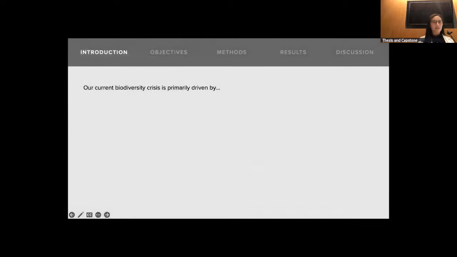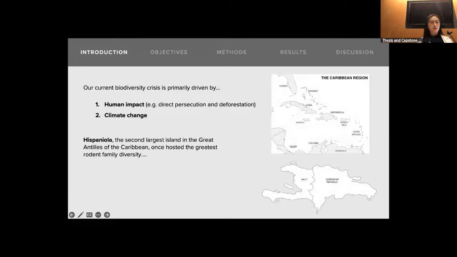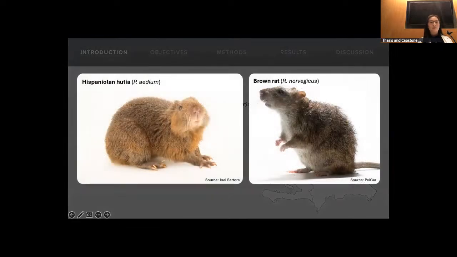We are currently facing a biodiversity crisis with alarmingly increased extinction rates that are primarily driven by human impact, such as direct persecution and deforestation, as well as climate change. Hispaniola is the second largest island in the Greater Antilles of the Caribbean, and it once hosted the greatest rodent family diversity. Now, only one endemic rodent survives, the Hispaniolan hutia, also known as Plagiodontia aedium, seen on the left, alongside the invasive common rat, Rattus norvegicus, that was introduced during European settlement, which was around the 1490s.